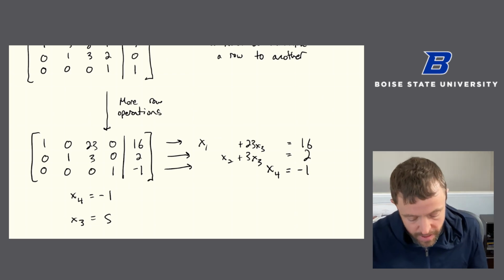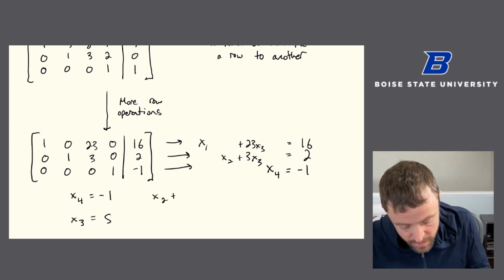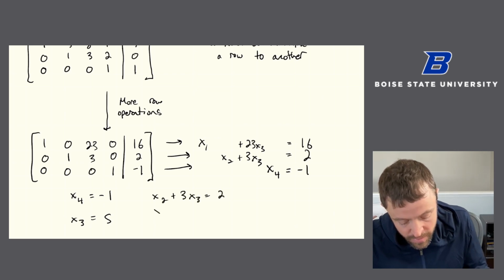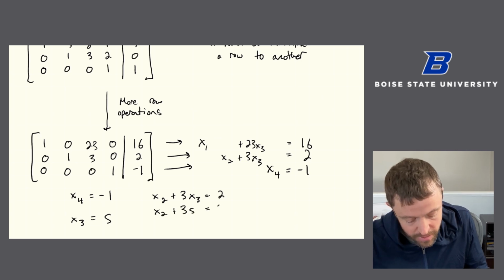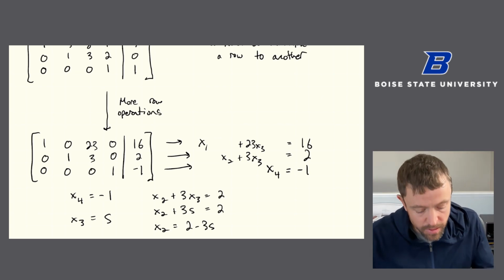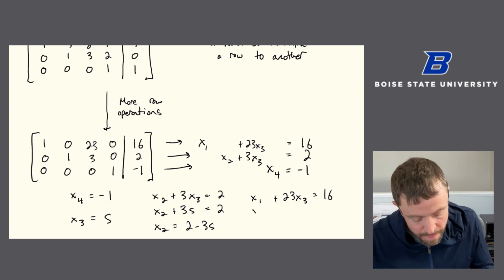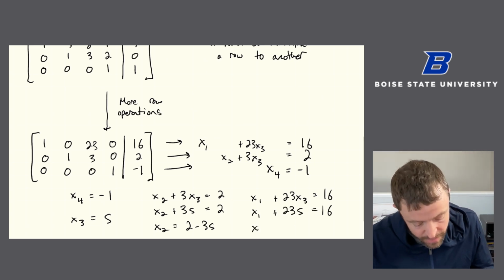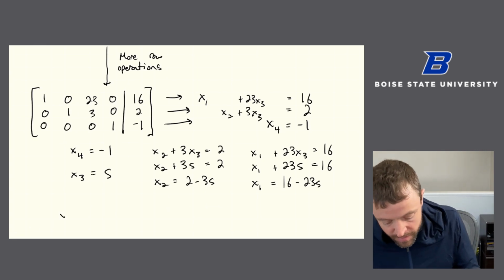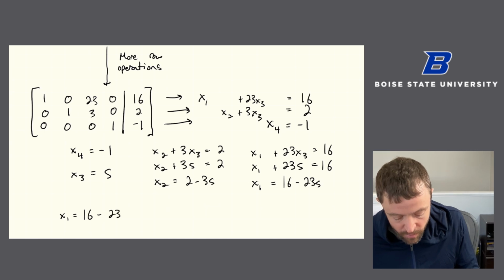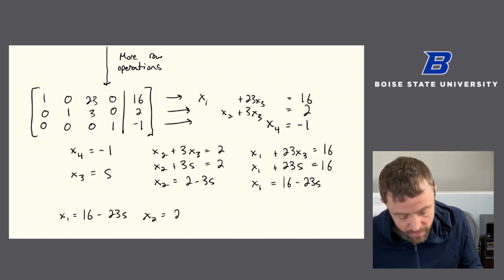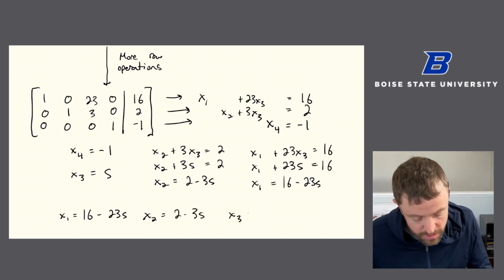And then when I move up to my next equation, x2 plus 3x3 equals 2, I can replace x3 with s because that's what it equals. And I get that x2 is 2 minus 3s. And then finally, I move up to the top equation. x1 plus 23x3 is 16. x1 plus 23s is 16 because x3 is s. And finally, x1 is 16 minus 23s. And putting this all together in order, I have the solution to my system of equations.